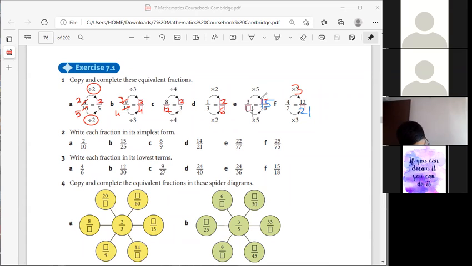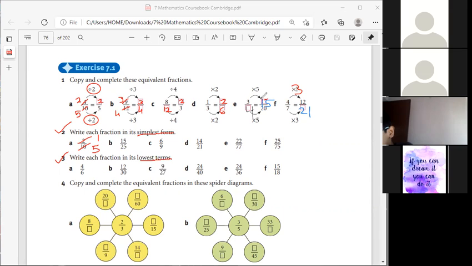So for example, if I have to do the first question 2a, write each fraction in the simplest form, I can do 2 1s and I can do 2 5s. Can you see this? Yes. So now this has been reduced to the lowest. The same thing will be done for question 2 and for question 3. Write each fraction in the simplest form and write it in the lowest term is the same.